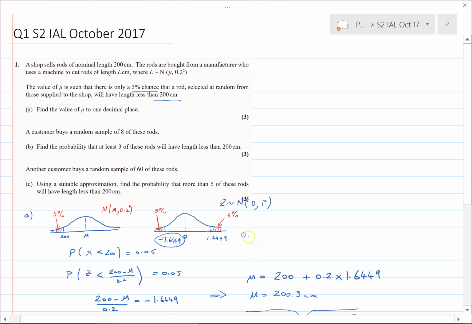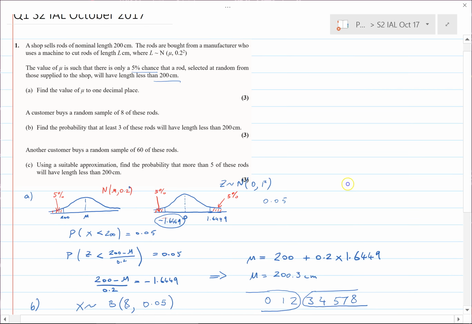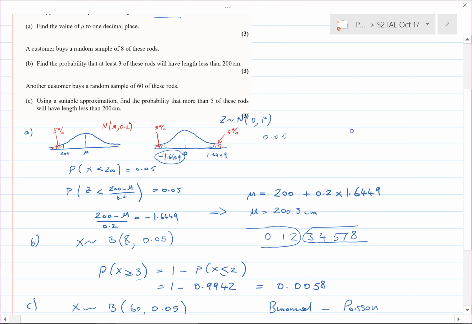If you look on the backwards tables under 0.05, I think, you find 1.6449. So you use symmetry around the 0 that we get minus 1.6449 there, and we then get this solution, which leads to 200.3. Okay, moving on to the second part.